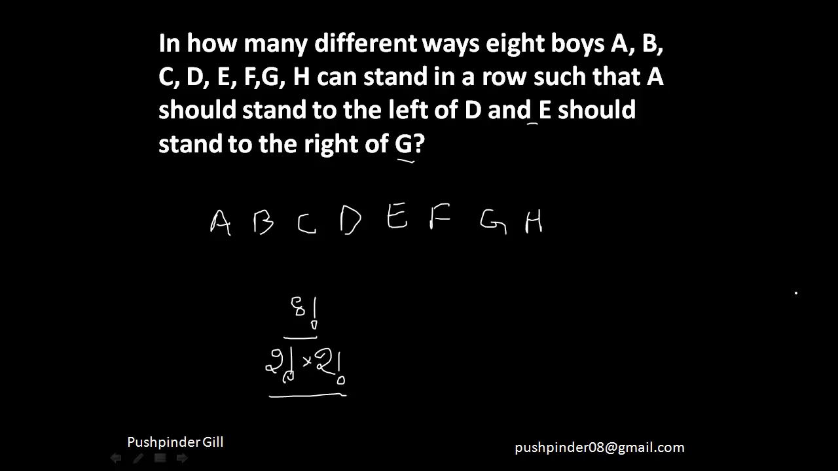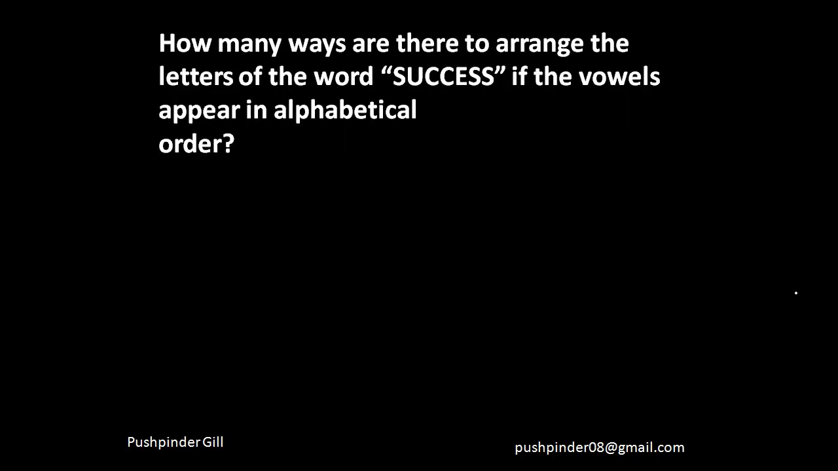Let's go ahead and solve some complex questions. In how many ways can we arrange the letters of the word SUCCESS if the vowels should appear in alphabetical order? So let us go ahead and try to arrange the word SUCCESS so that all the vowels come in alphabetical order. Now, first of all, how many ways to arrange the word SUCCESS? 1, 2, 3, 4, 5, 6, 7. So there are a total of 7 factorial ways for us to arrange all the letters of SUCCESS.